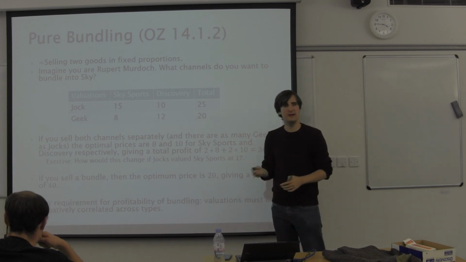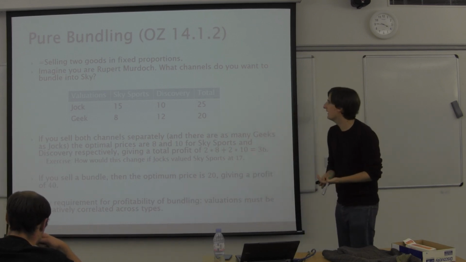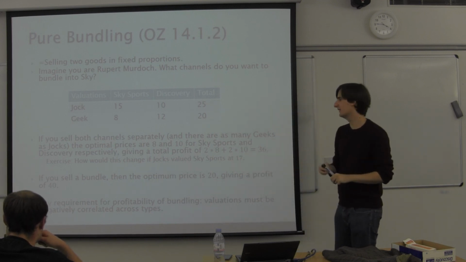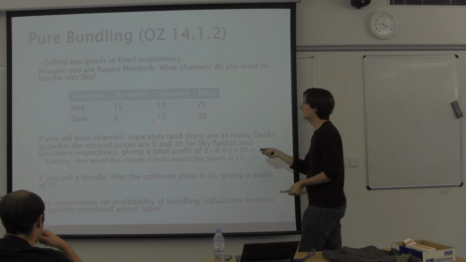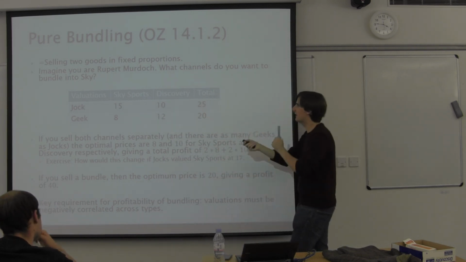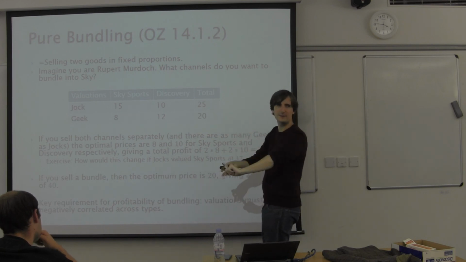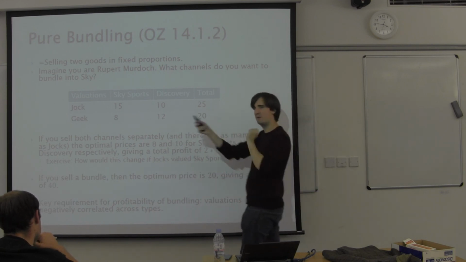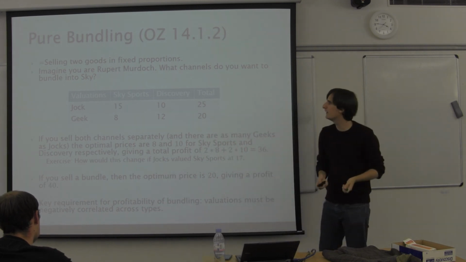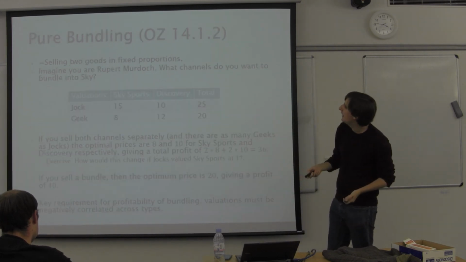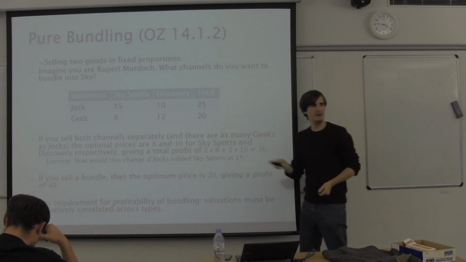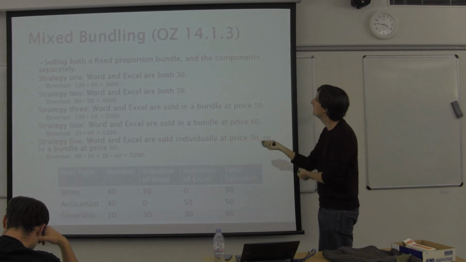Okay, so the key thing that makes bundling profitable is that different consumers' valuations are negatively correlated. So, you know, jocks like Sky Sports and not the Discovery Channel, geeks like Discovery and not Sky Sports. So the preferences have to be kind of the opposite of each other for bundling to work. And again, it's just another way of extracting a bit of extra consumer surplus.